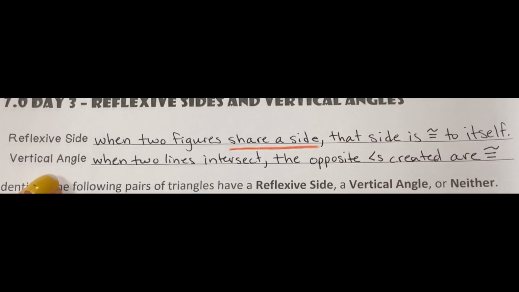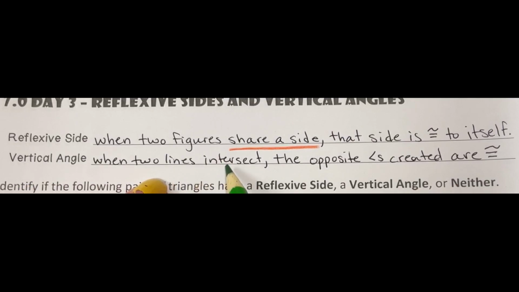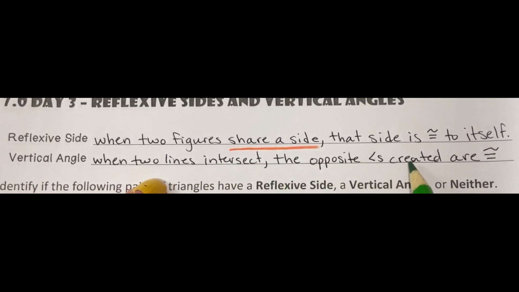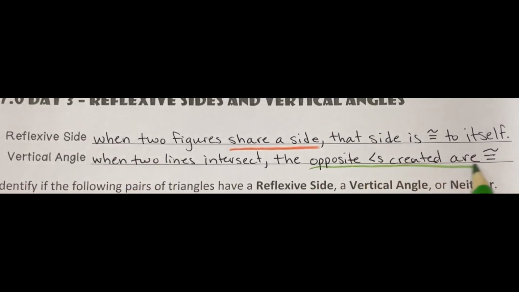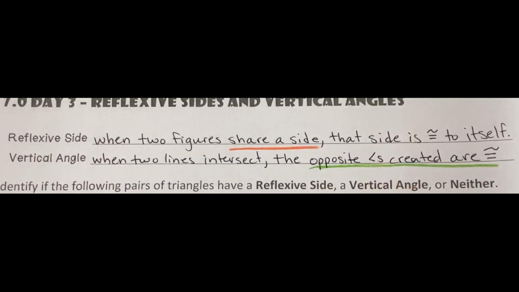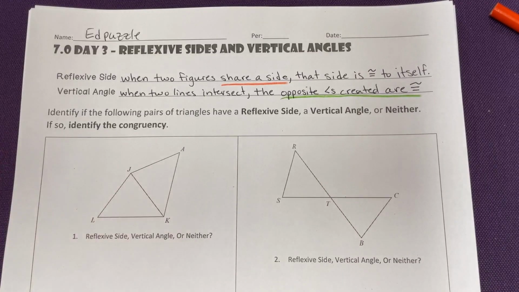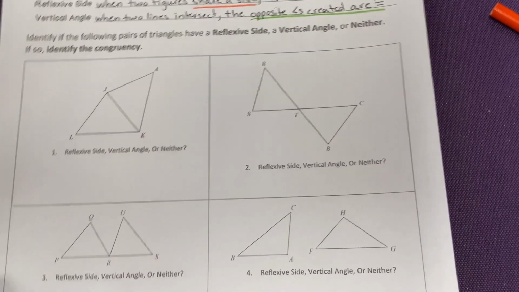A vertical angle is when we have two lines that intersect. The opposite angles created are congruent. Okay, so the opposite angles created are congruent. All right, so we're gonna do 4 together.